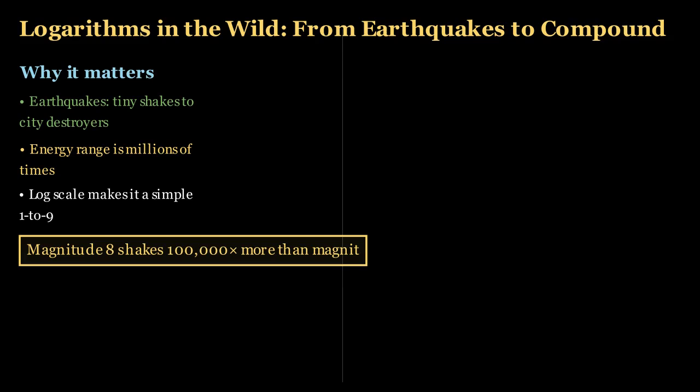Let's open the hood and see where these numbers come from. The Richter scale is defined as the base 10 logarithm of the maximum ground shaking amplitude, measured in microns, recorded by a seismograph.